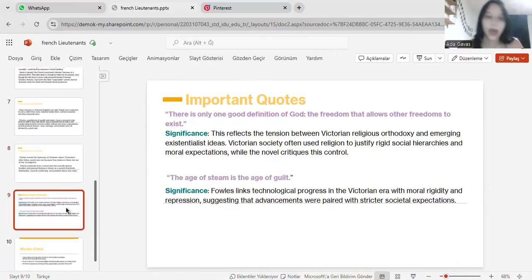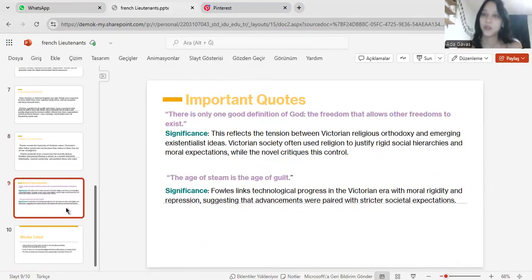And now I have the quotes. I have two quotes. The first one is: "There is only one good definition of God: the freedom that allows other freedoms to exist." The significance of this quote is that it reflects the tension between Victorian religious orthodoxy and emerging existential ideas. Victorian society often used religion to justify rigid social hierarchies and moral expectations, while the novel critiques its control. The second one is "the age of guilt."